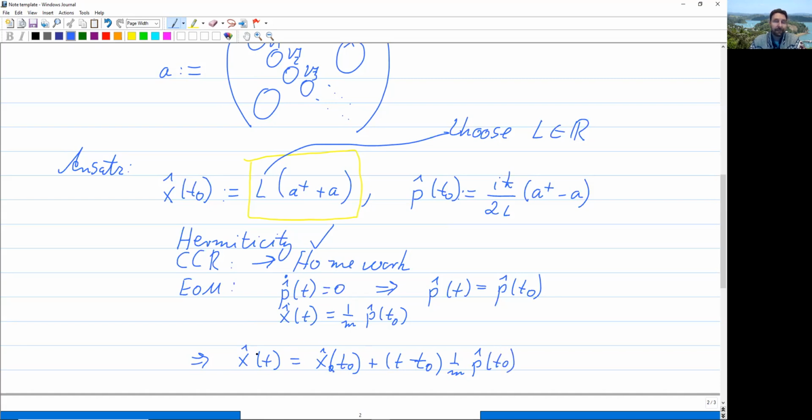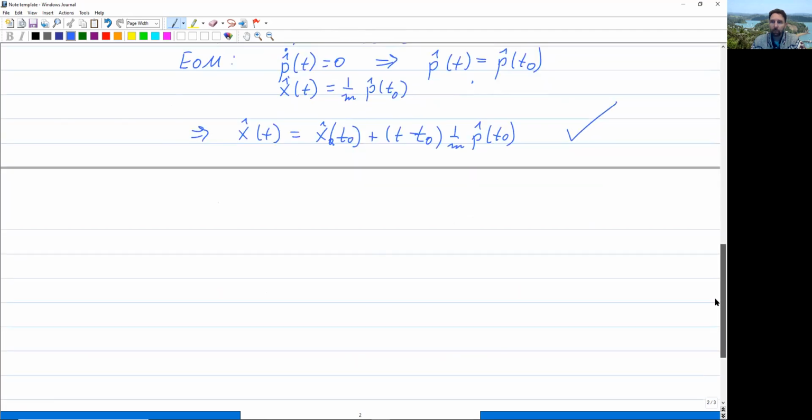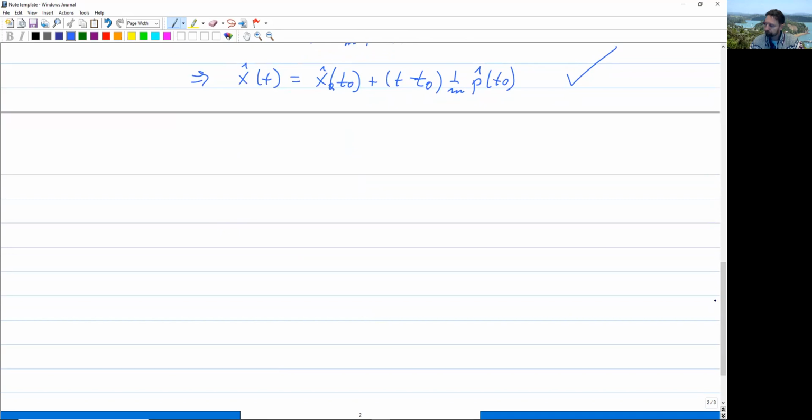Let's just check. If we do the time derivative on the right-hand side, the first term goes away because it has no t dependence, it's a constant. And in the second term here, we differentiate with respect to t. The only t dependence is right here, and then we get p hat over m. So we have that the equations of motion are fulfilled as well. Okay, so we solved the problem of the free particle in one dimension. Now, let's see.